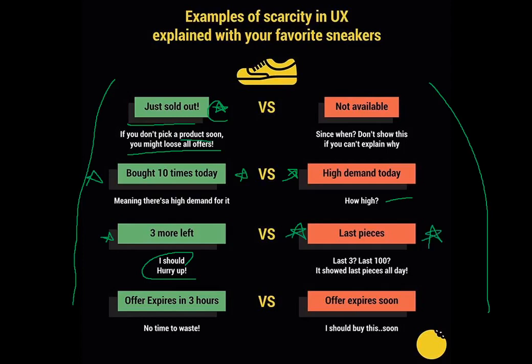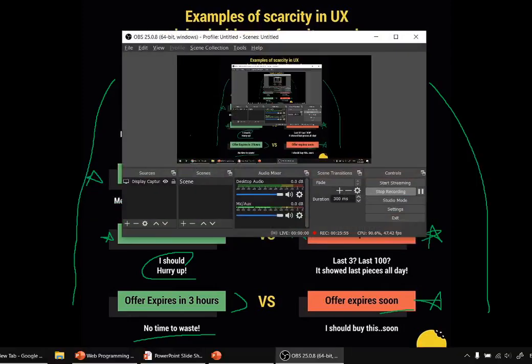It's not clear. The final example would be "the offer expires in 3 hours." So users will think, okay, no time to waste, and buy the shoes. The bad example is "offer expires soon." So how soon? I guess I should buy this soon. So obviously the red one is made by a designer who didn't do the user research properly. So do some research when you are making yours. Your homework was, as I explained in the previous slide, the flowchart and wireframe of your final project. Google and learn more about them online. Get references, get ideas. Okay, see you in the next class.